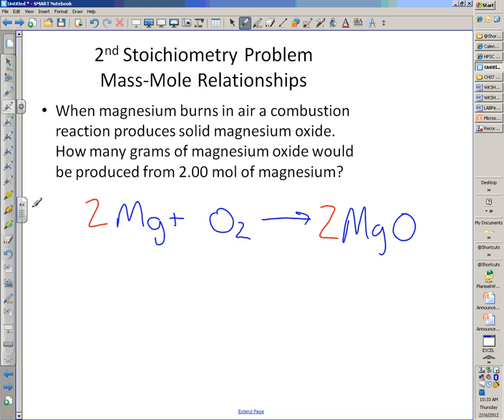All right, let's do this problem. Stoichiometry problems, whether you like it or not, are conversion problems. So if we look at this problem, what are we trying to find here? What's our unknown? Grams of magnesium oxide is our unknown. And then, what are we starting with? We're starting with 2.00 moles of magnesium. So we start this problem up with 2.00 moles of magnesium.